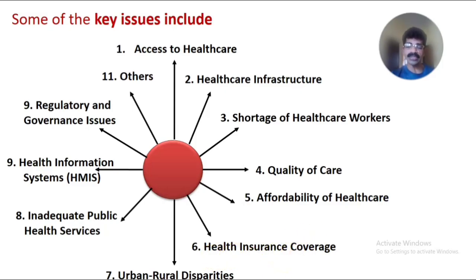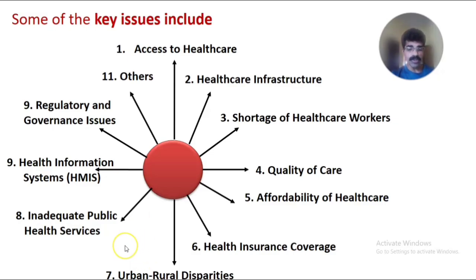Then the sixth point is health insurance coverage. Of course, the government has planned and started health insurance coverage for the public as Ayushman Bharat or Pradhan Mantri Jan Arogya Yojana with 5 lakh rupees for the family for secondary health care. But still, the government cannot cover all the people in the country. We have both private and government sector contributory and non-contributory health insurance coverage, but still the government is unable to cover medical insurance for all the people in the country, especially in the rural area.